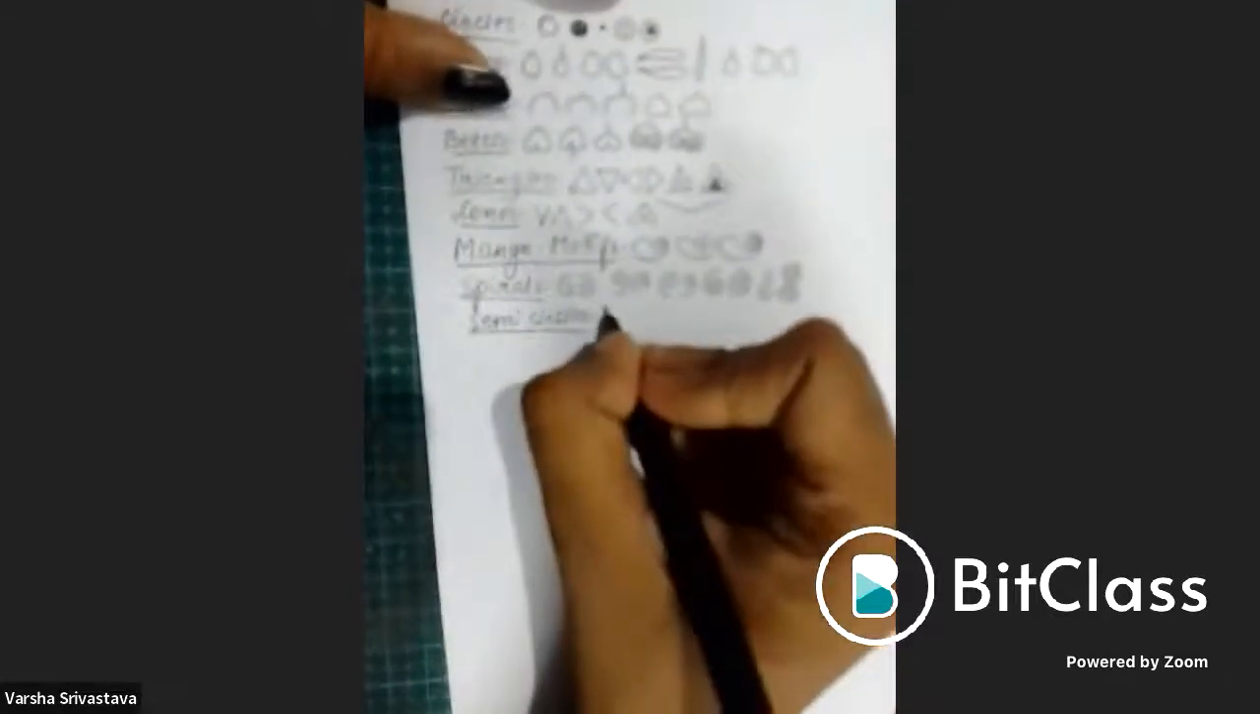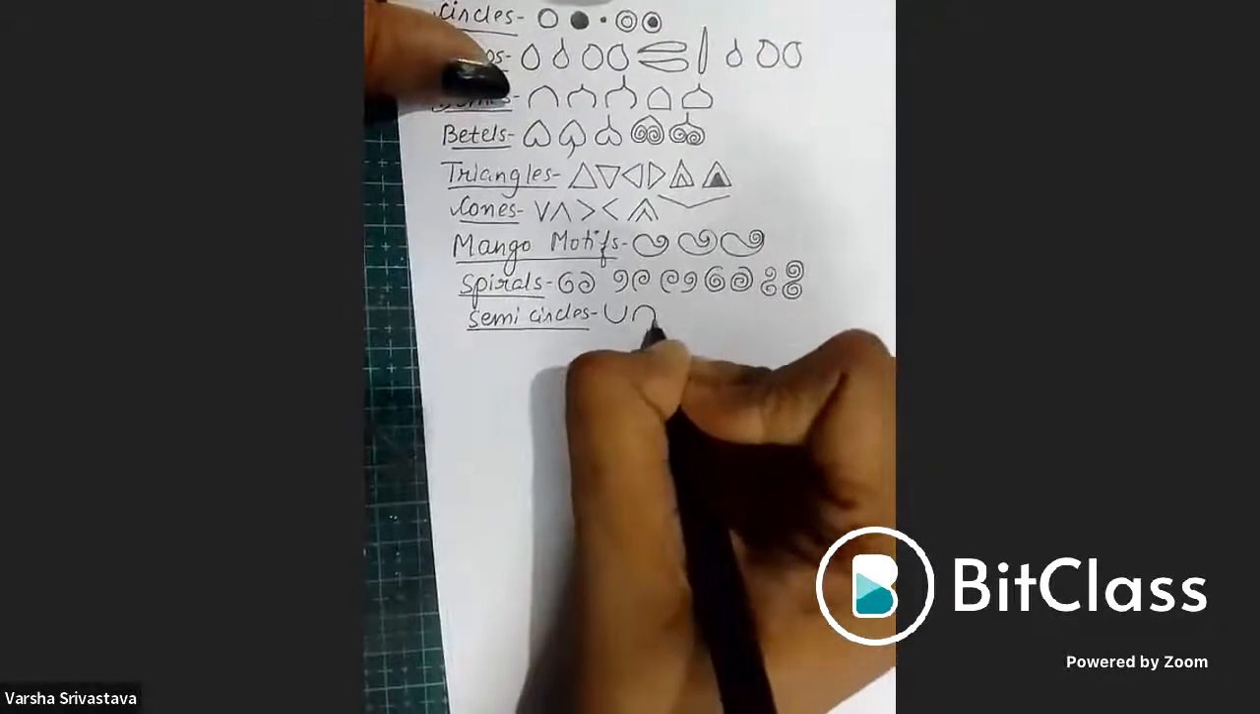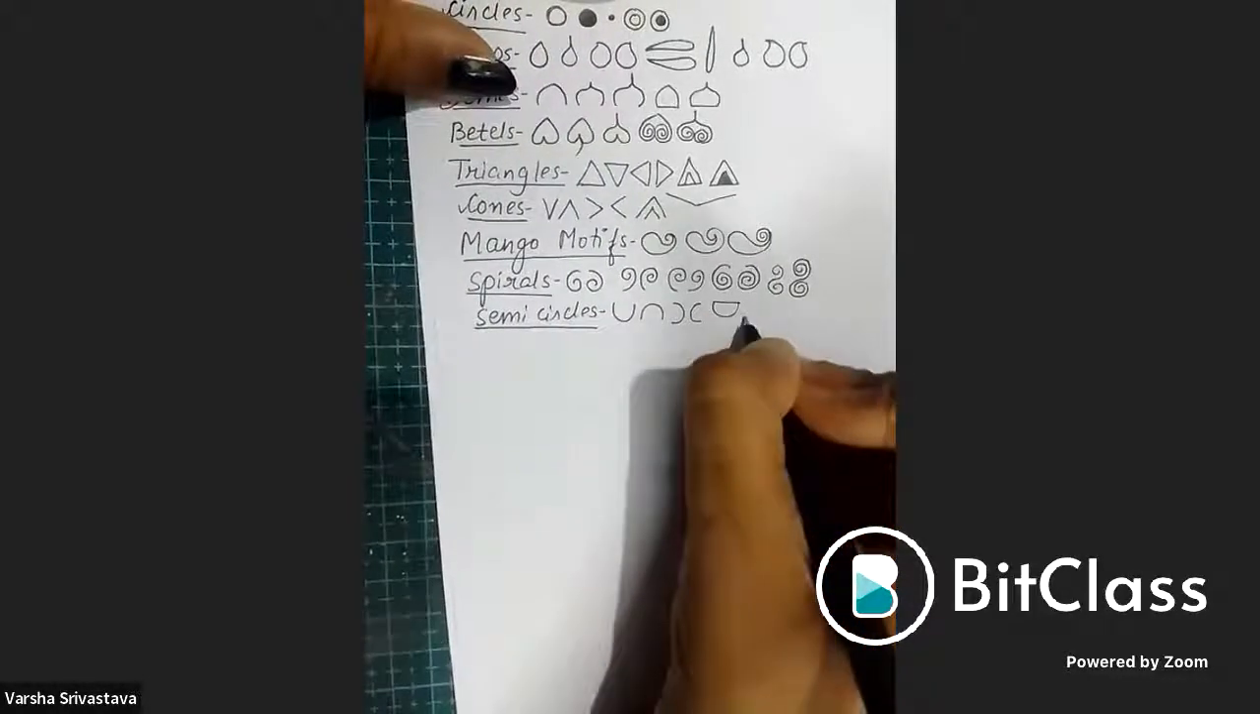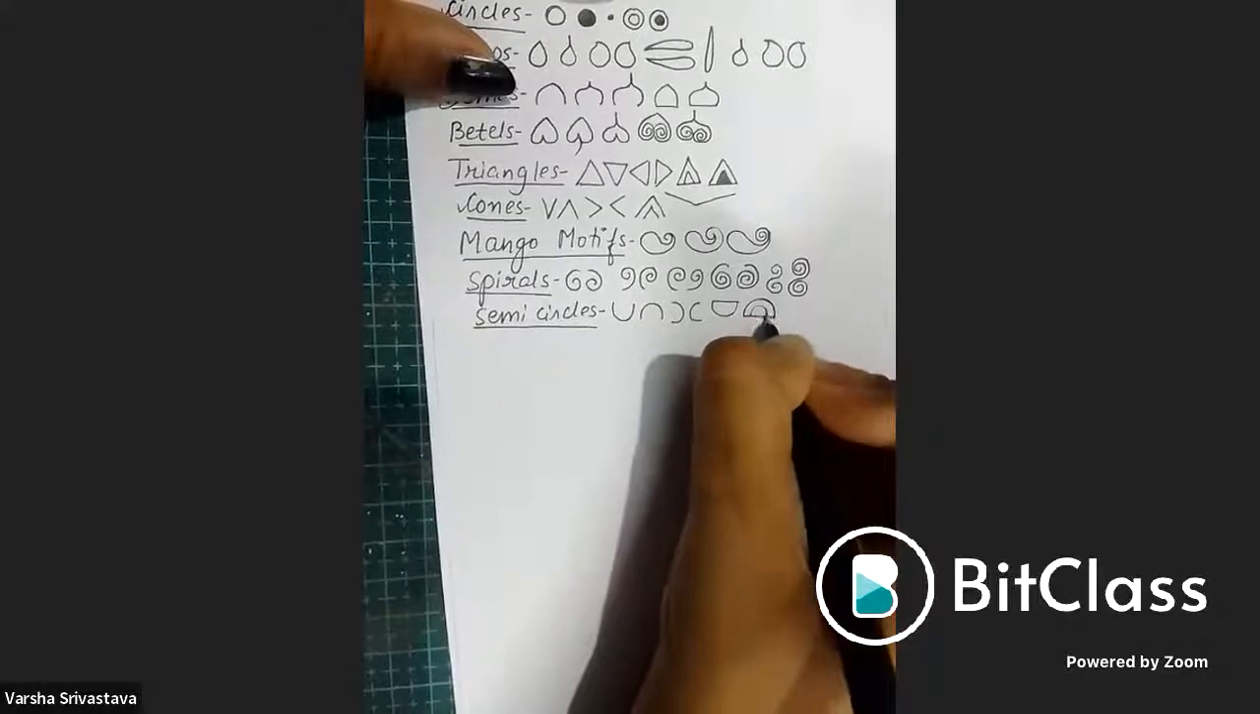Semicircles. So I'm making the semicircle like this, making it upside down, sideways, left and right, one line and the semicircle, making it upside down and making another semicircle inside this.